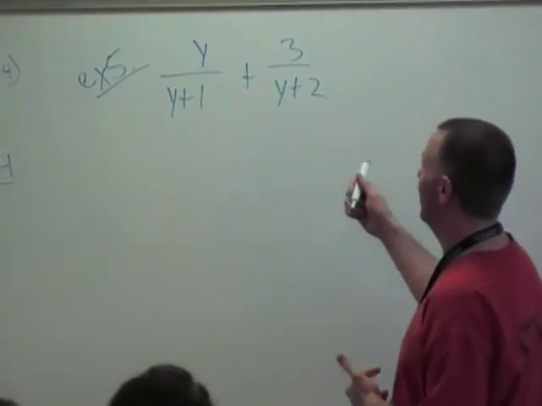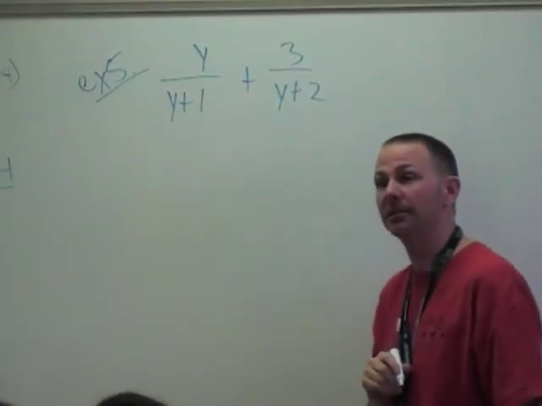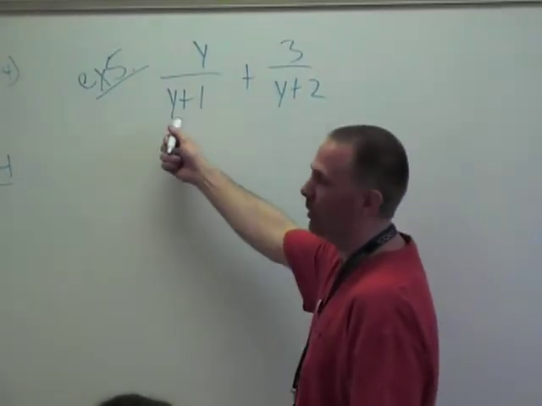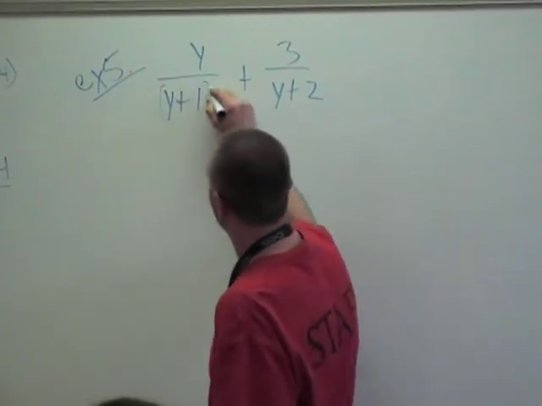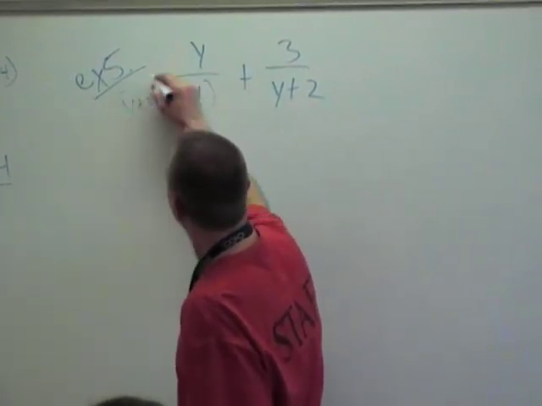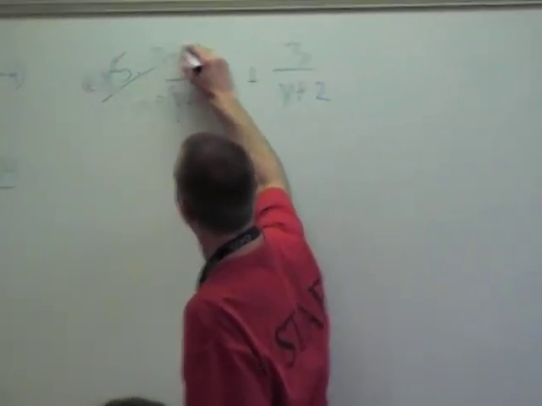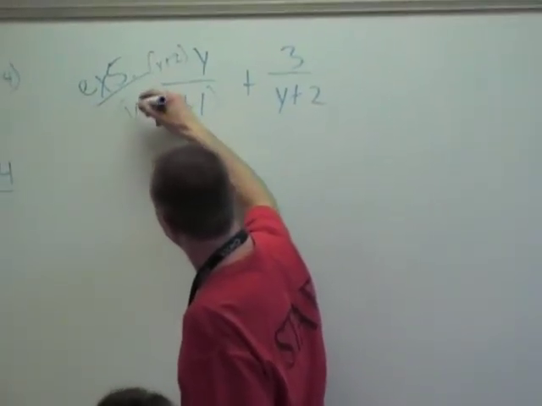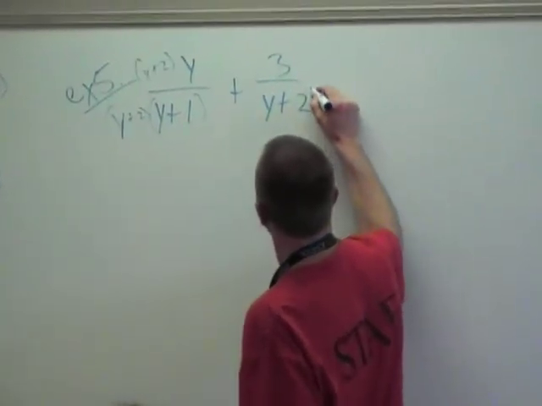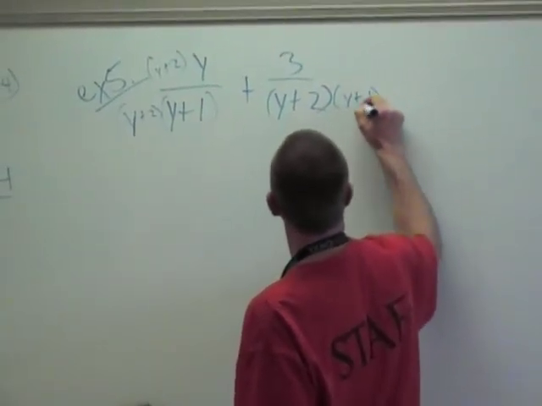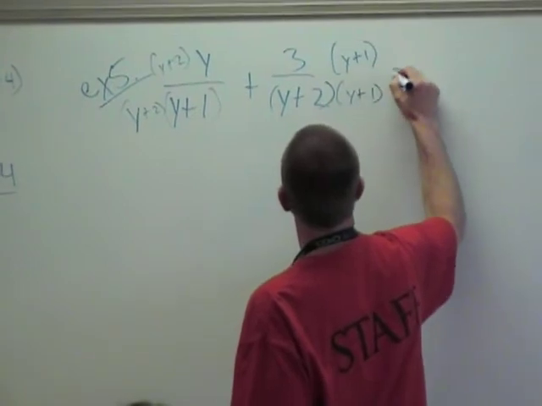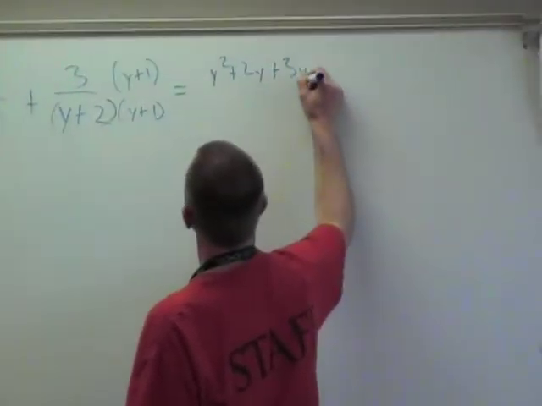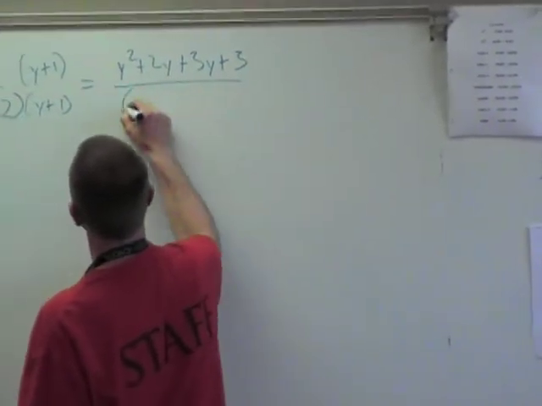That's right. All right. So, what's your common denominator? So, what do you got to multiply over here? All right. So you got to do this: y plus 2 over y plus 2, right? And then over here, what are you multiplying by? Y plus 1. That's an easy one. So we have y squared plus 2y plus 3y plus 3 over.